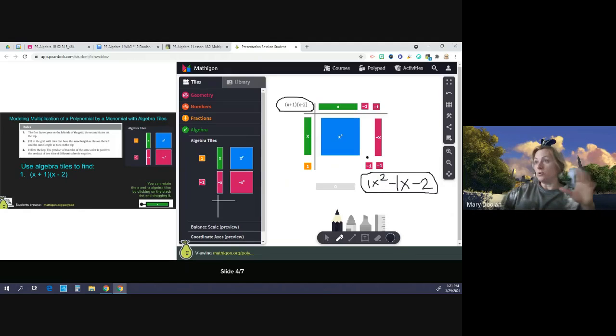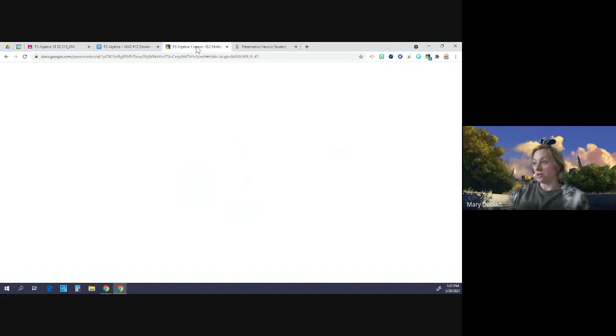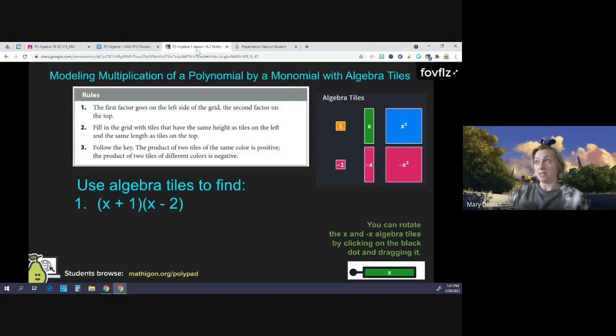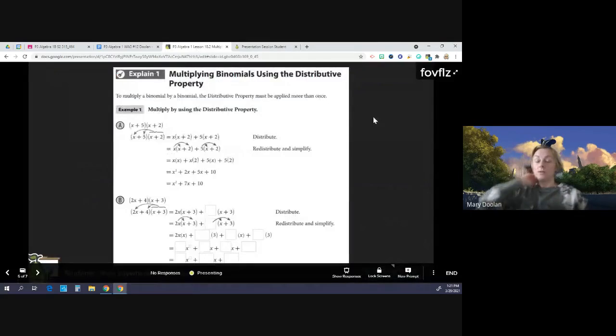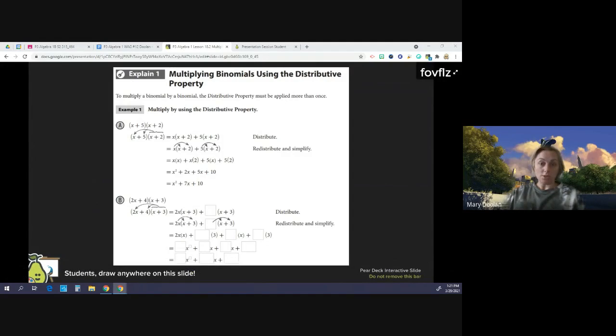But this is not the only way to solve these kinds of problems. We're going to look at some different ways to solve them as well. So we're going to go ahead and move forward to our next method. And so this should be a little bit familiar. It's the distributive property. We can use the distributive property to multiply two binomials.